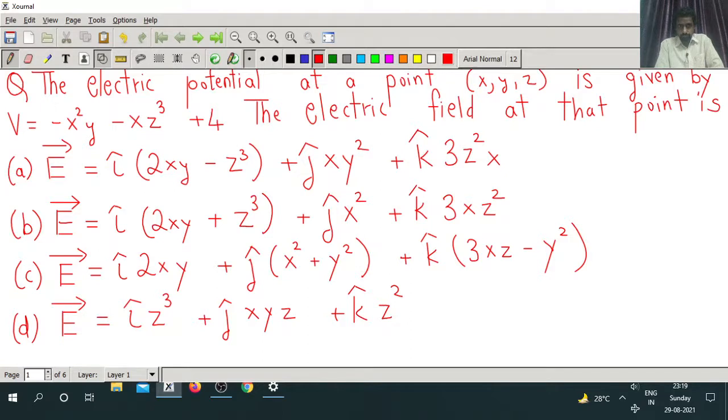This is the first question. The electric potential at a point x, y, z is given by V is equal to minus x square into y minus x into z cube plus 4. The electric field at that point is.